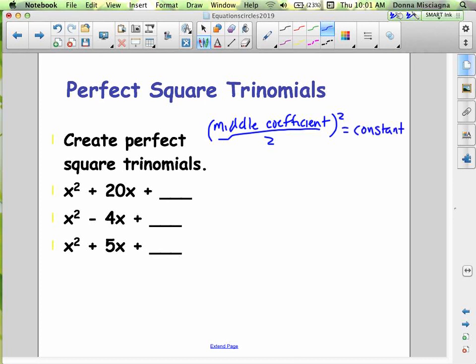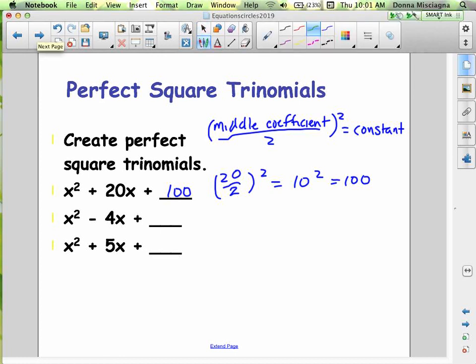All right, so let's look at the first one. We have 20 as the middle term, divided by 2. Let me rewrite that. It's kind of messy and kind of low. 20 divided by 2. If we square that, that's our missing constant term. So 20 divided by 2 is 10, and 10 squared is 100. And that's our missing term. Now it's a perfect square trinomial.